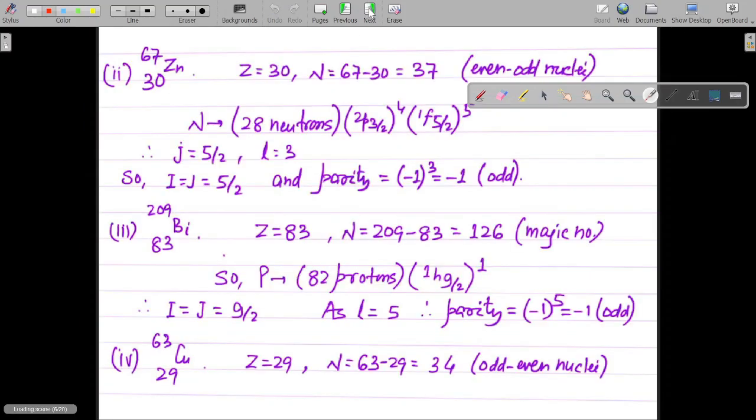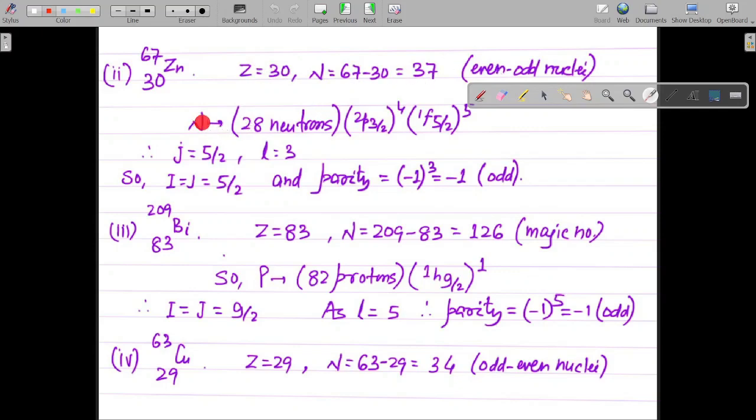Now similarly, there is no need to tell all these things again and again, but still I will tell you, because all these things have been asked in previous years. So you can note them down in your notebook. Now zinc-67: the number of protons is even, the number of neutrons is odd.